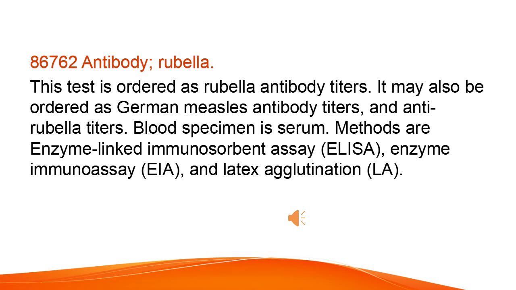Antibody, rubella. This test is ordered as rubella antibody titers. It may also be ordered as German measles antibody titers, and anti-rubella titers. Blood specimen is serum. Methods are enzyme-linked immunosorbent assay, ELISA, enzyme immunoassay, EIA, and latex agglutination, LA.